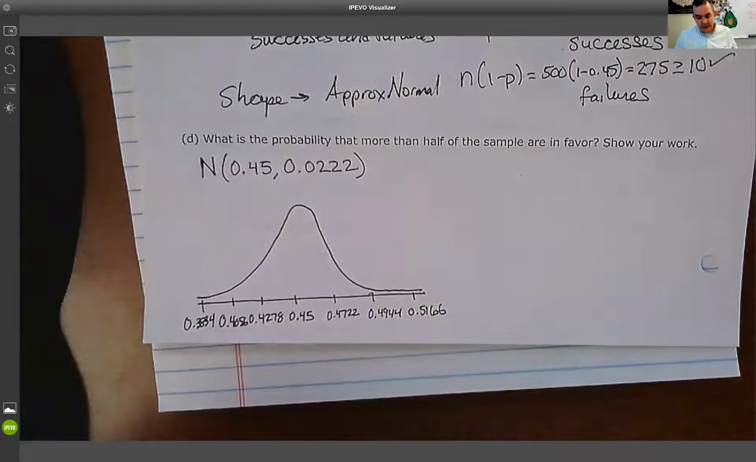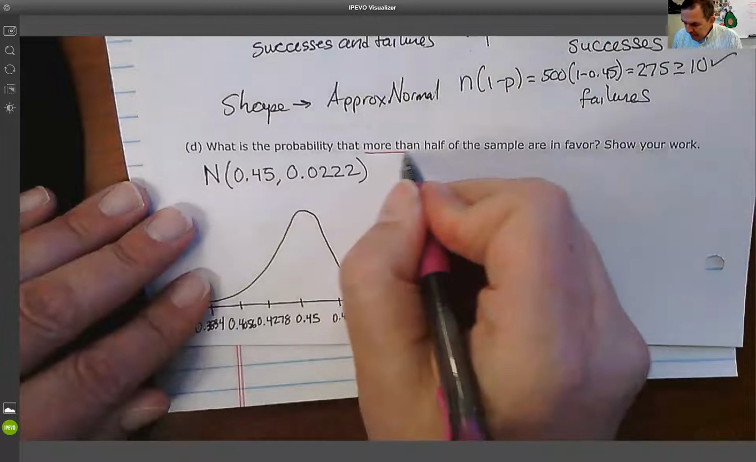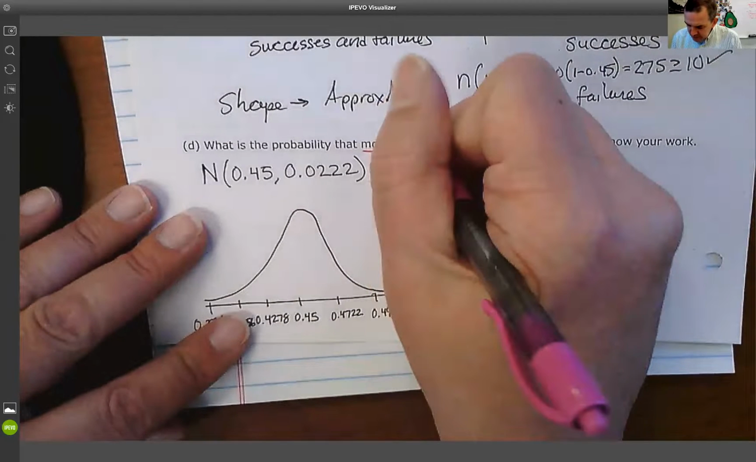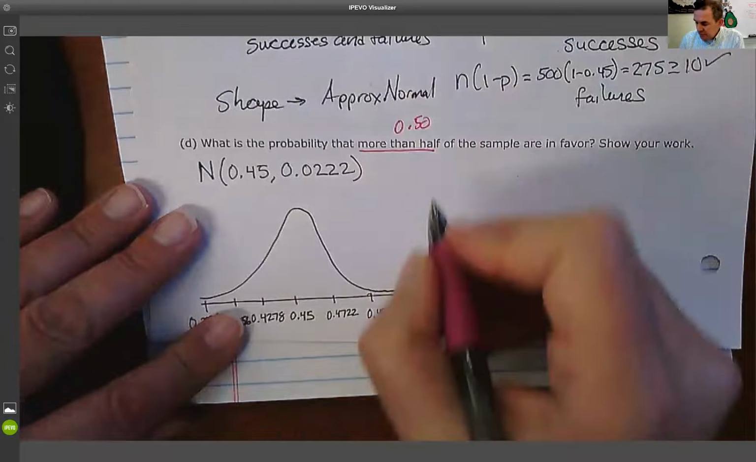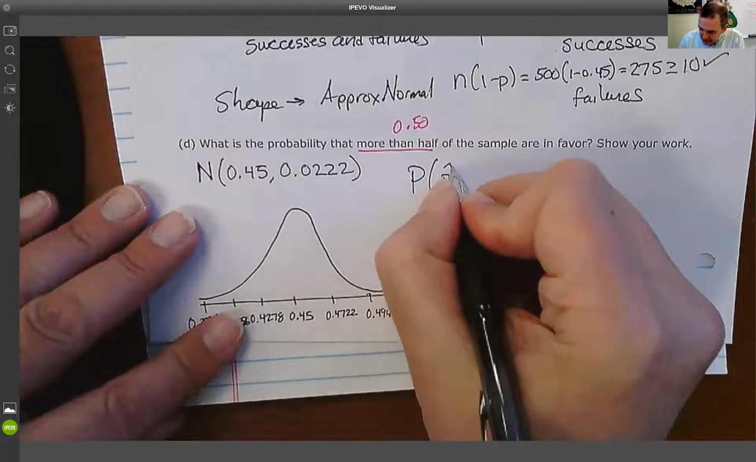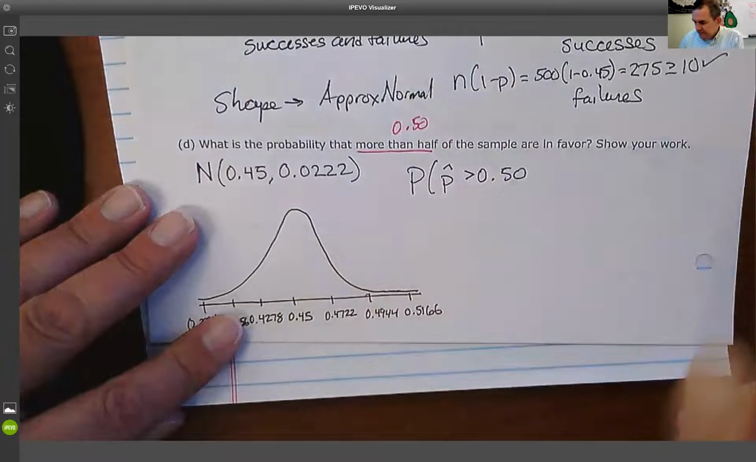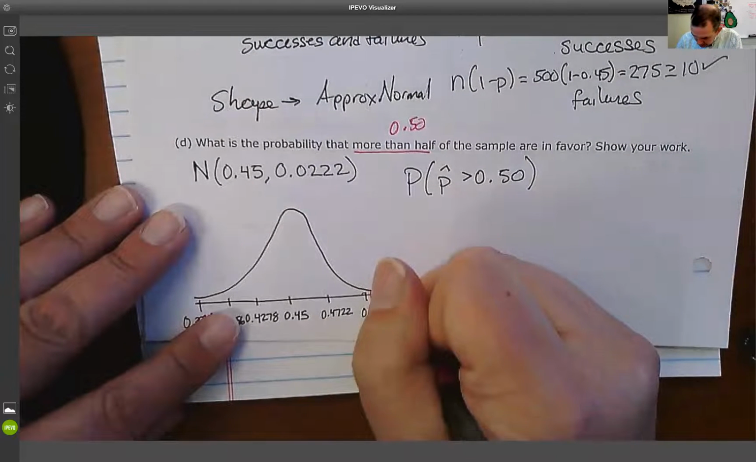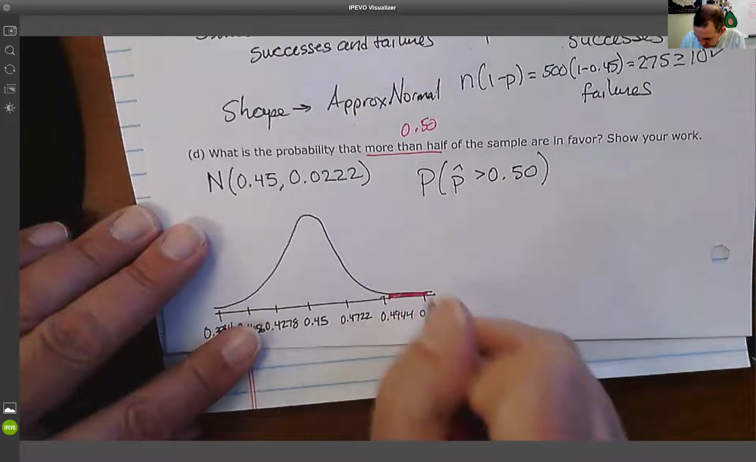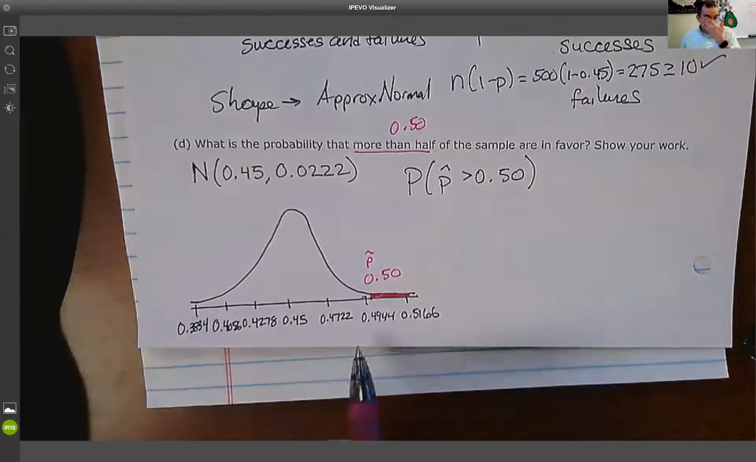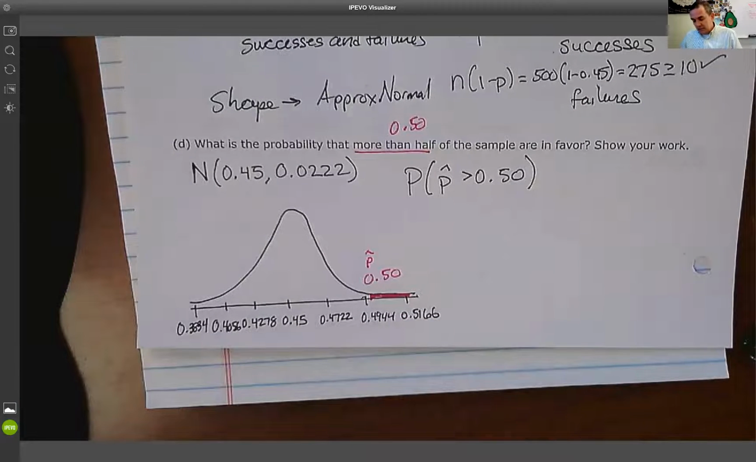So now the question says, what is the probability that more than half of the sample are in favor? So what does more than half mean? More than half means 50%. So this problem is asking me, what is the probability that I can get a p hat that is larger than 50%? Well, if we look down here, 50% is going to be right about here, and this area right here. So there's my p hat of 0.5. So now what I'm trying to figure out is, is that a realistic number?